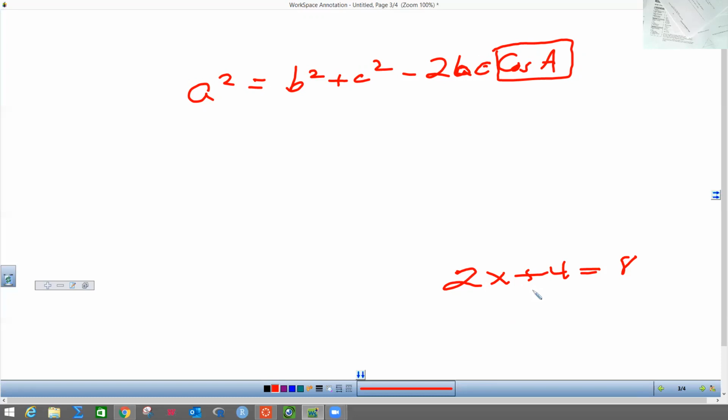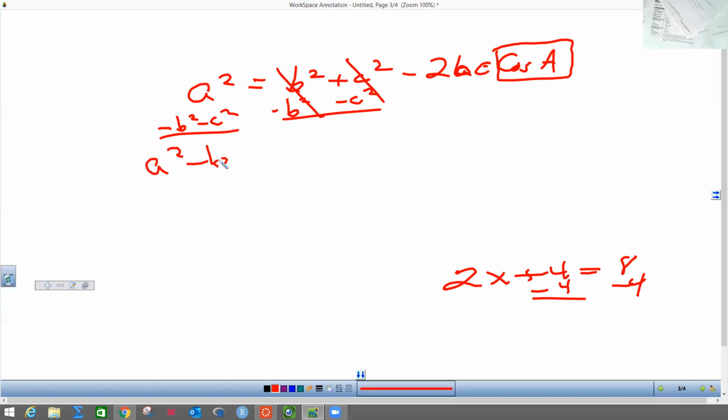You get the numbers that are added or subtracted to the other side, right? So this number b squared and that number c squared are both added. So I have to get them to the other side. So I am subtracting b squared and subtracting c squared from both sides. And when I do, these cancel out over here, and I get a squared minus b squared minus c squared equals, and the only thing I'm left over here with is negative 2bc cosine A.